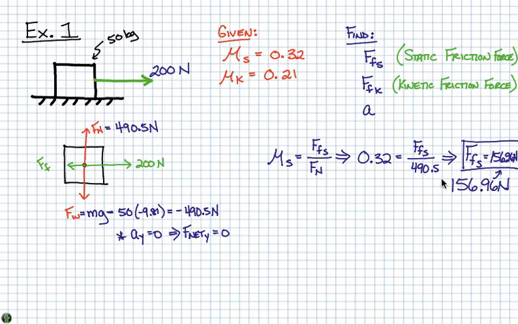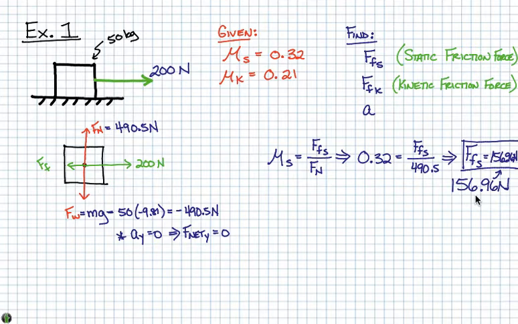So if I apply 150 newtons to this box, this will not move. If I don't apply 156.96 newtons, this block will remain exactly in place. Now that we know this, we realize since 200 newtons is applied, it's greater than 156.96. Therefore, it's greater than the required force to move this block, and this block will move as a result.